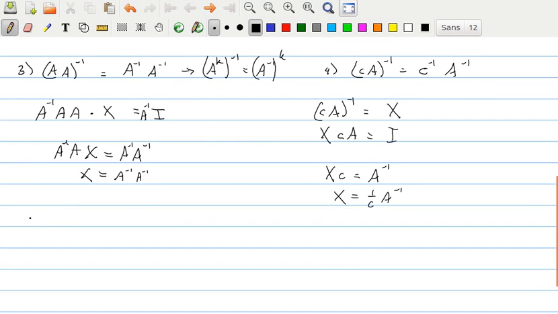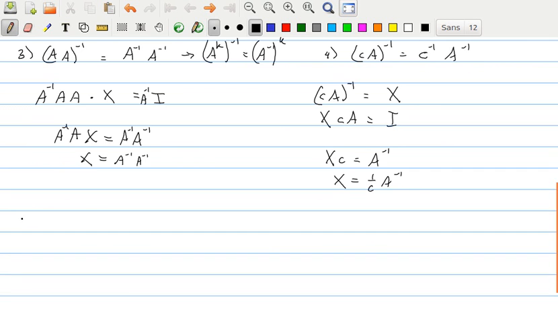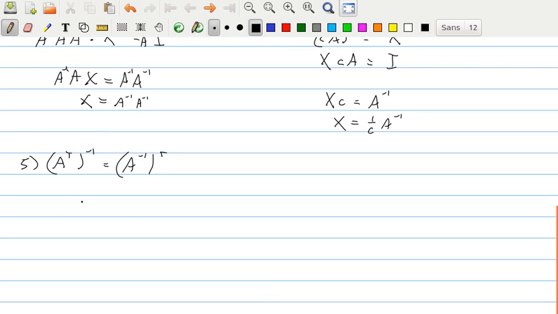Okay, and then finally we've got the idea of a transpose. So if I take A transpose inverse, it is the same thing as A inverse transpose. So this is that we can do the transposition in either order. So to prove this, we can take A. If I look at A times A inverse, I know this is the identity.